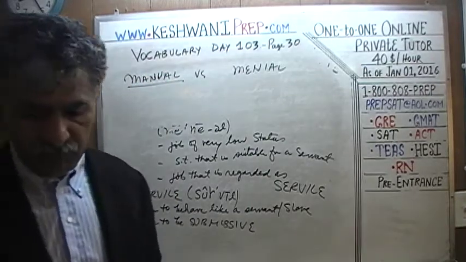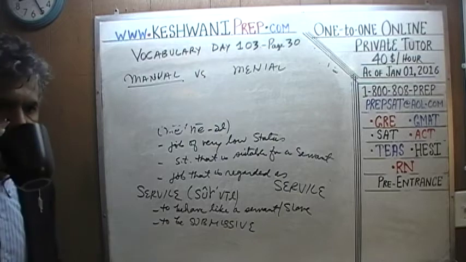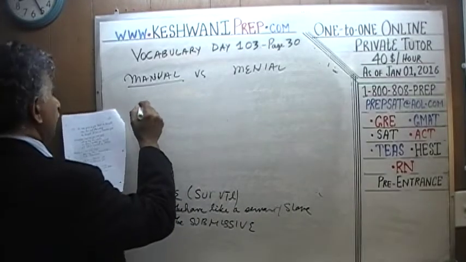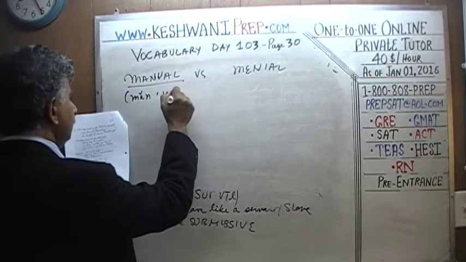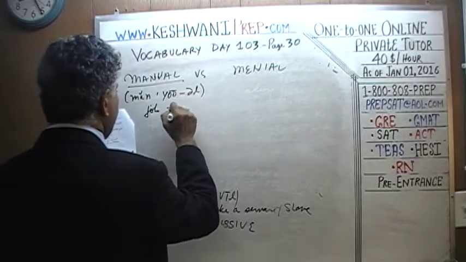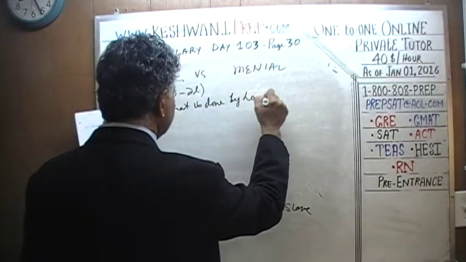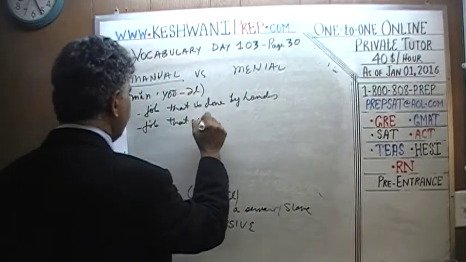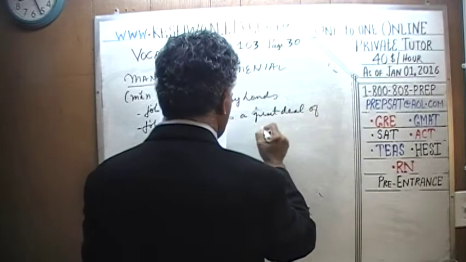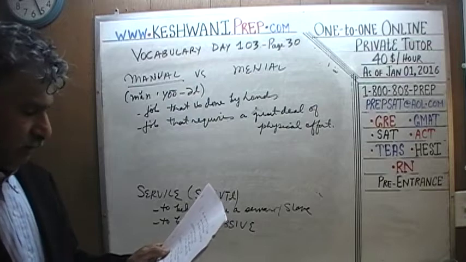What is a manual job? What does it mean when you describe something as a manual job? Let's learn, shall we? We're done with all of this, we're going to erase this. The word was menial. Manual. A manual job is a job that is done by hands. A job that requires a great deal of physical effort.